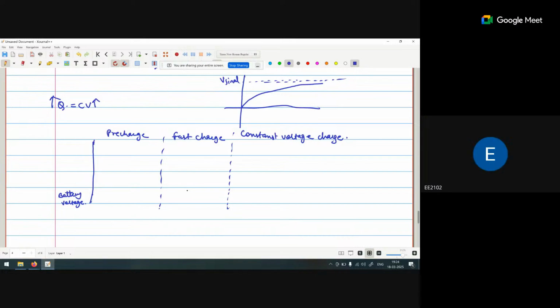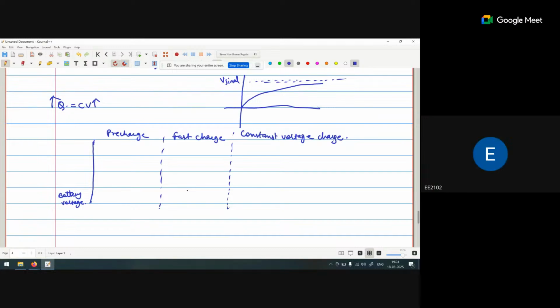I think you have a multimeter with you. So just try to measure the voltage of your AA and AAA cell when it is fully charged and when it is not charged. You can take any cell and measure the voltage when the battery is fully charged and after use, when the battery is discharged.